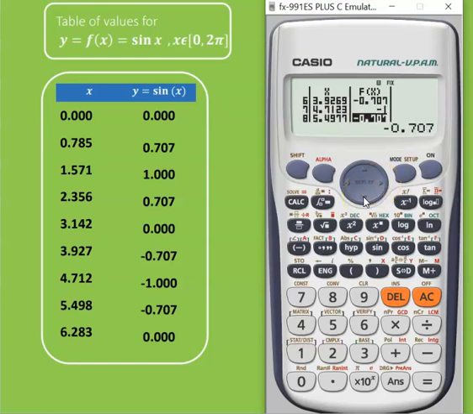So 0, minus 0.7, then 0, 1, 0. I'm going to check the table, then 0. Okay, so the same values. Thank you. I hope it will help us in our courses.